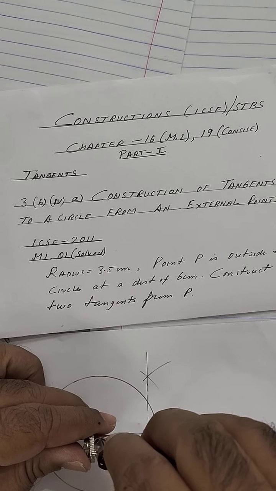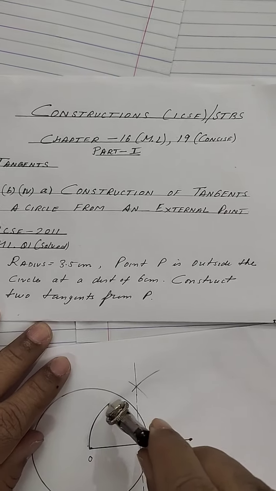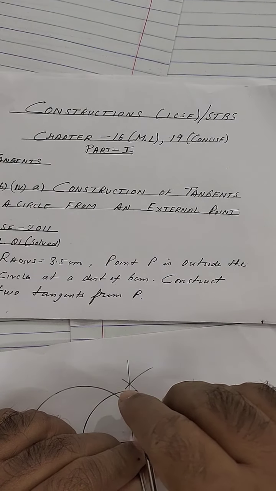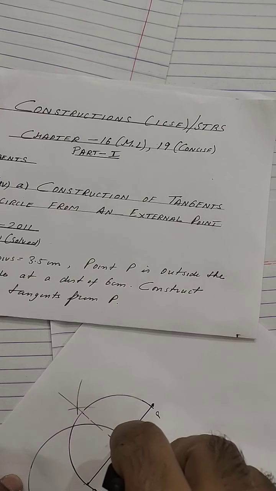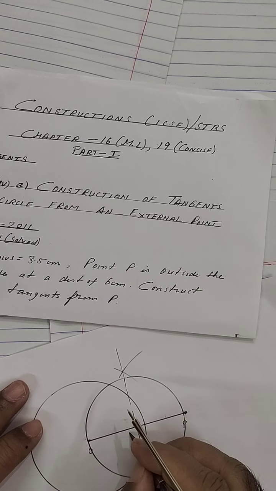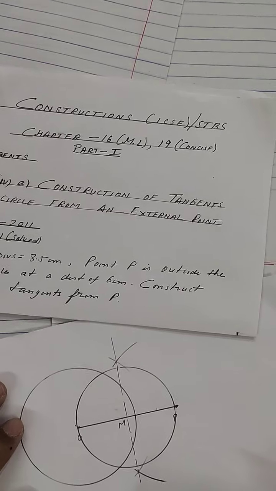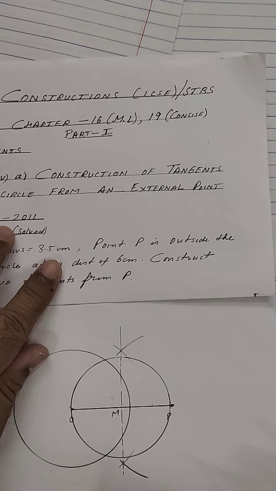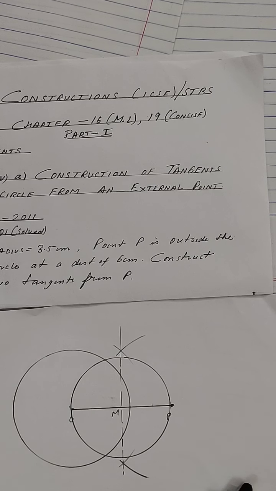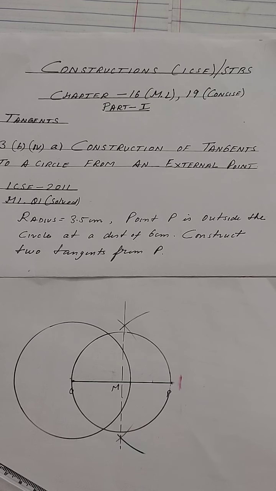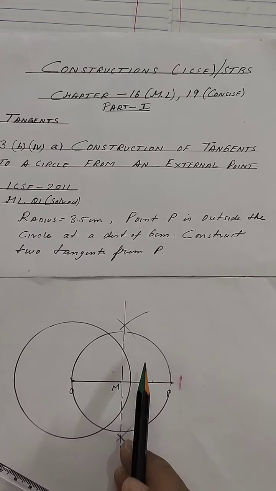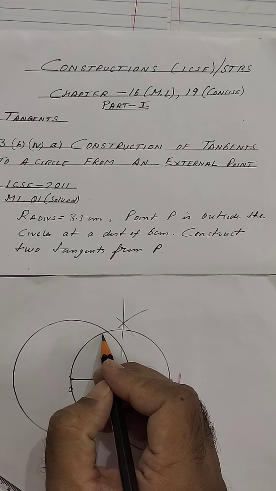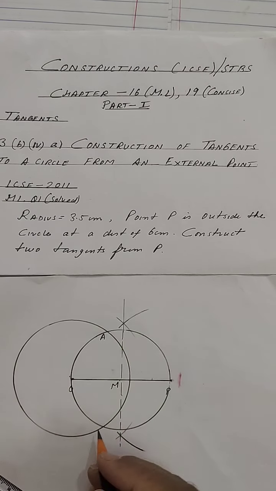Then with this as radius, you can call this point M, and draw another circle with M as center. This is M. If you see, the second circle cuts the first circle at 2 points. Let us call one A and the other point B.